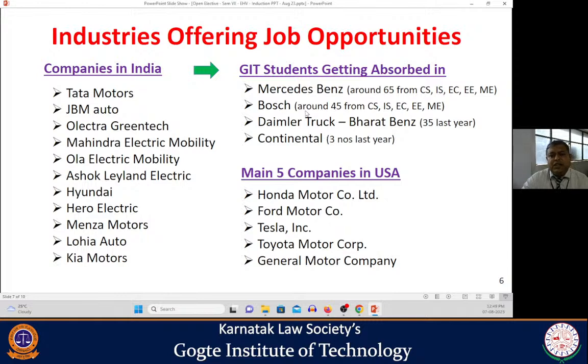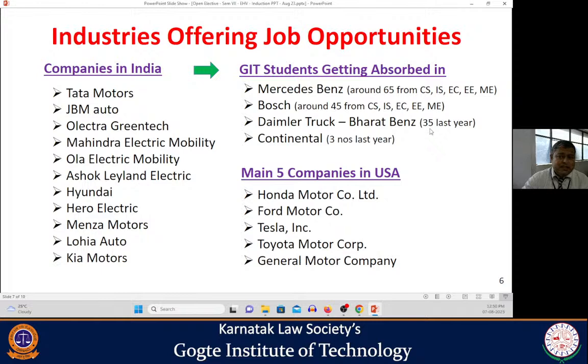Bosch last year has taken around 30 to 45 students from different branches. From EC, those who are working with sensors and all, and for EC and EE, Bosch is actually picking them up. Daimler Truck, which is working mainly on fuel cell based vehicles, is the Bharat Benz or Mercedes Benz truck wing.